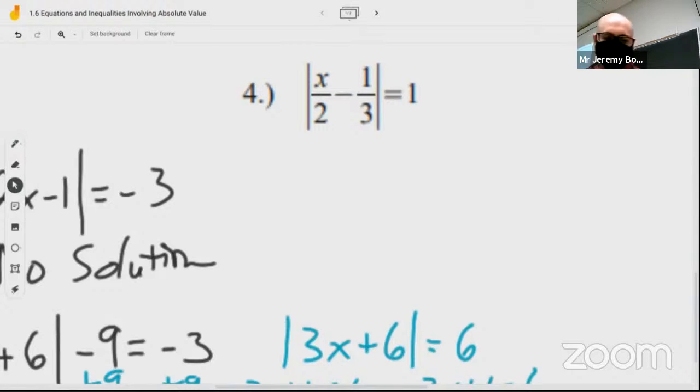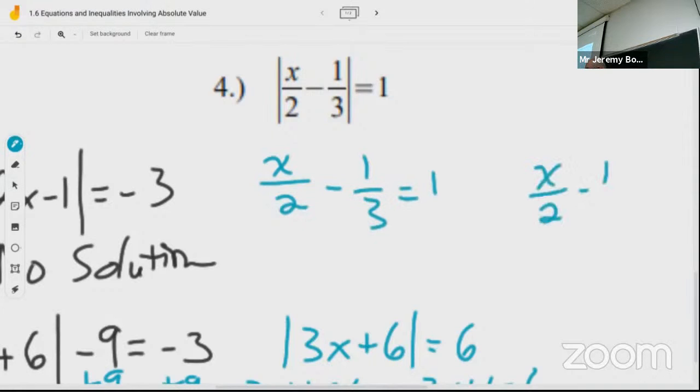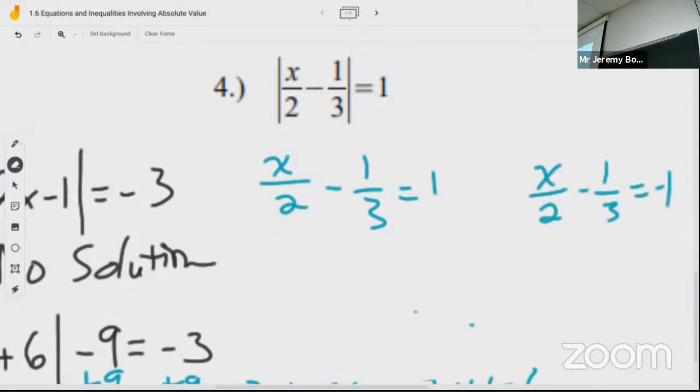Everybody's still working on it? All right, so this one's pretty straightforward. You have an absolute value on the left side and just a constant on the right-hand side. So all you have to do, since it's already set up, is say x over 2 minus 1/3 could equal 1, or x over 2 minus 1/3 could equal -1. Either one of those will result in the absolute value being 1. And so now we just got to work out both of those.